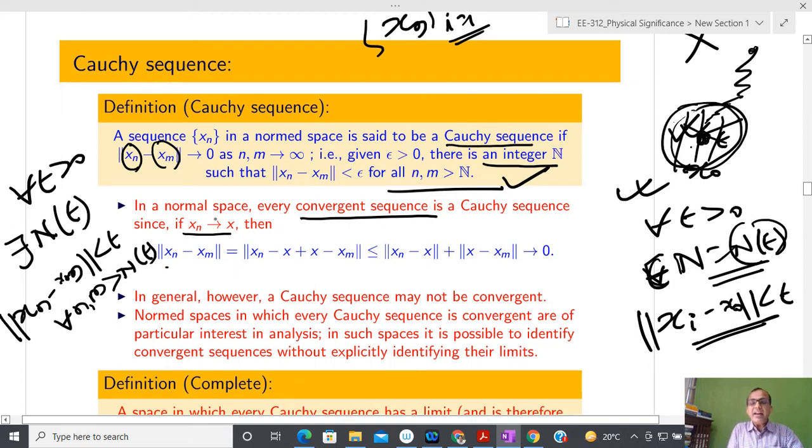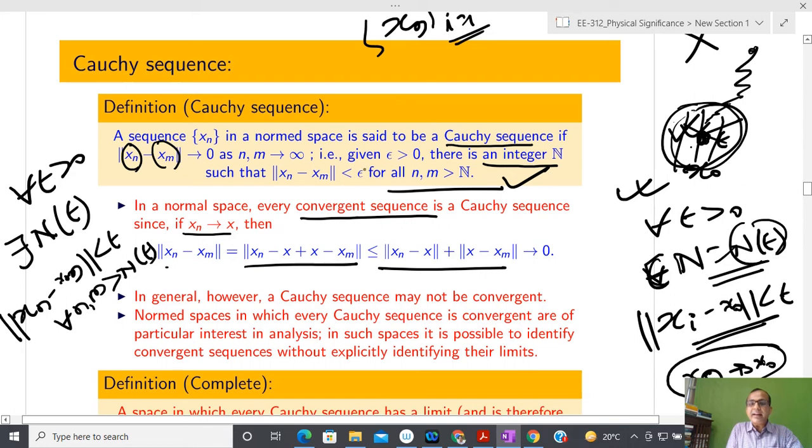In a convergent sequence we know that if this relation is satisfied, then indirectly xn is tending to x0. So I use the same information here: in xn minus xm, I add x and subtract x, and after that I use the norm inequality, which we have already discussed. Now xn is tending towards x, and xm also, since we have already seen that the limit is always unique, so xn and xm converge to the same point, and the difference is going to converge to 0.